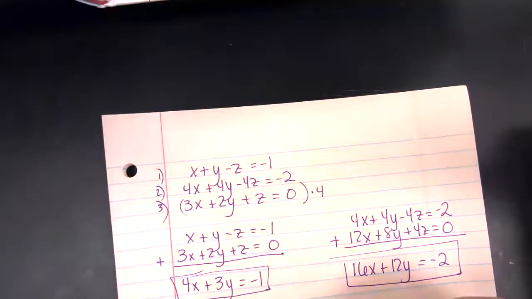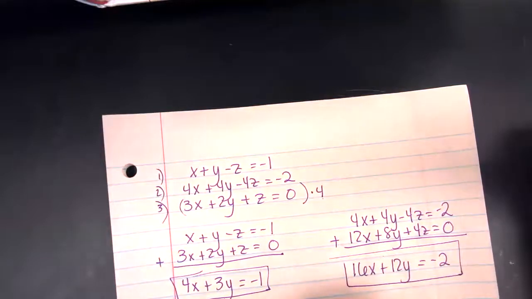All right, let's see. You want to get rid of, well, let's get rid of the x's. Look, all I need is to multiply this by a negative 4. So it's negative 4 times 4. Well, that's negative 16. And negative 4 times 3 is a negative 12. And negative 4 times negative 1 is 4.